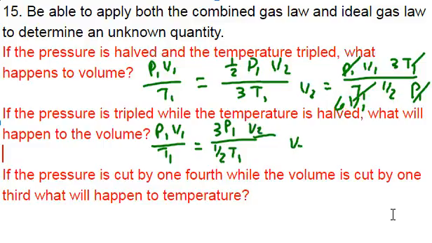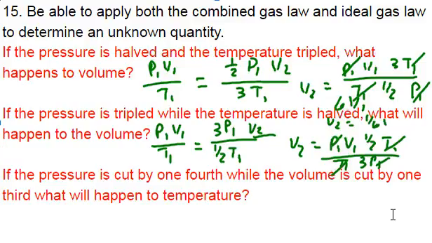So if I arrange for V2, V2 is equal to the P1 V1 and the 1/2 T1 divided by T1 and 3 P1. So T1 and P1 go away. And my 1/3 and my 1/2 get together, and V2 is now equal to 1/6 of what V1 was. So it decreases by a factor of 6 in this case.